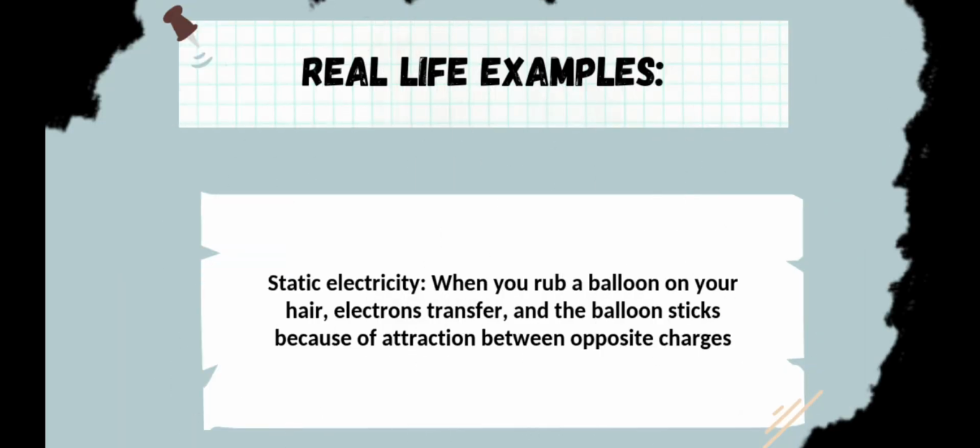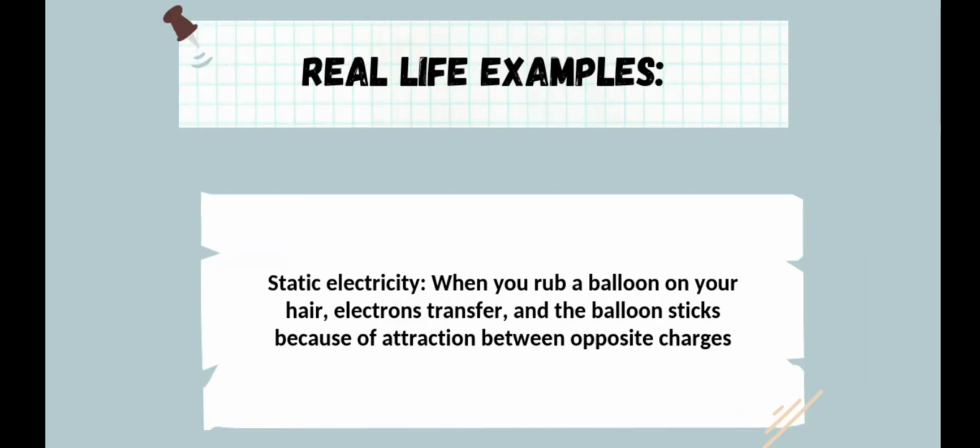These examples show how electrostatics appears in everyday life. When you rub a balloon on your hair, electrons move from your hair to the balloon. The balloon becomes negatively charged and your hair becomes positively charged. Because opposite charges attract, the balloon sticks to your hair.